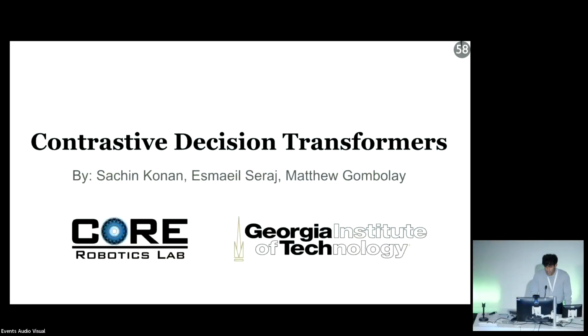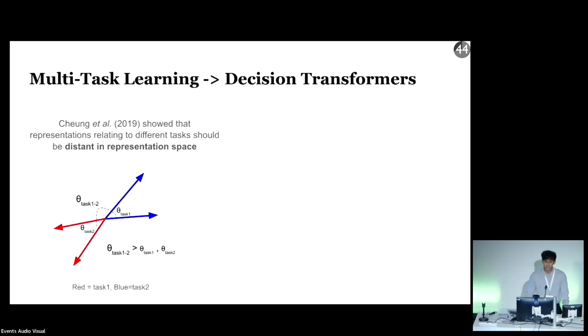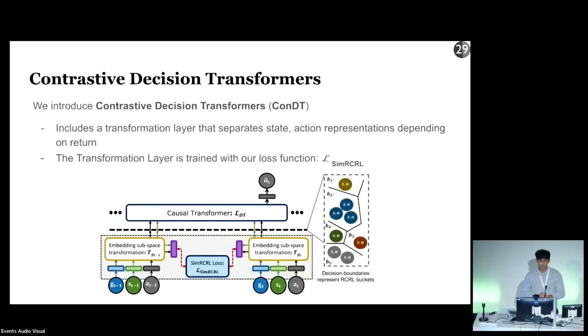Hi, my name is Sachin Konan, and today I'm going to be presenting our paper, Contrastive Decision Transformers. Decision transformers were introduced in 2021 by Chen et al., and these take as input a history of return, state, and action tokens to predict the action that achieves the desired return in a given state. Previous work has shown that distancing embeddings corresponding to different tasks improves multitask performance. And in our case, we want to distance state action representations corresponding to different returns. To do this, we can leverage return-based contrastive learning.